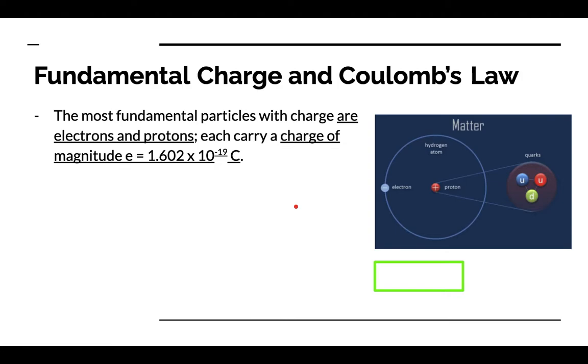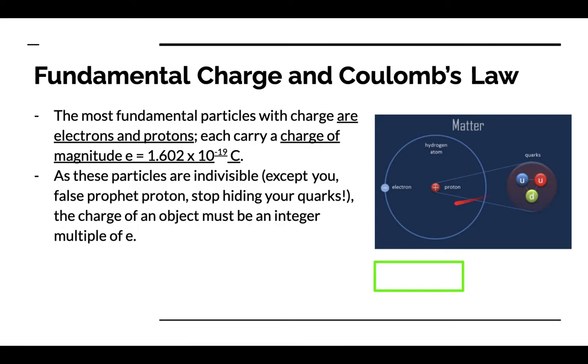Unless you're a quantum physicist, and then it turns out that protons are made of even smaller charges called quarks. As these particles are indivisible, again, false prophet, stop hiding your quarks. The charge of an object must be an integer multiple of e. Since we cannot break electrons and protons down any further, the charge of every object must be an integer multiple of e. Opposite charges attract, like charges repel.